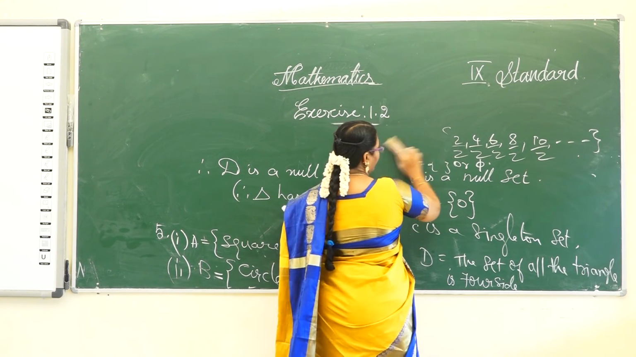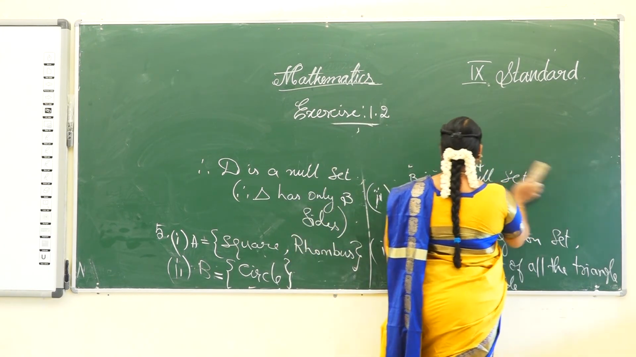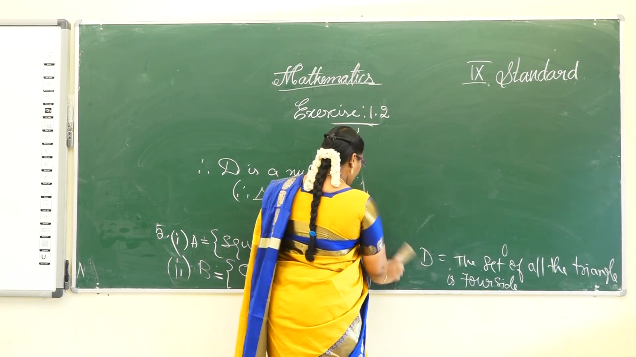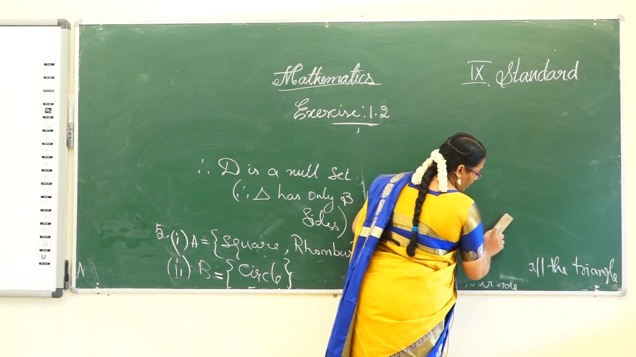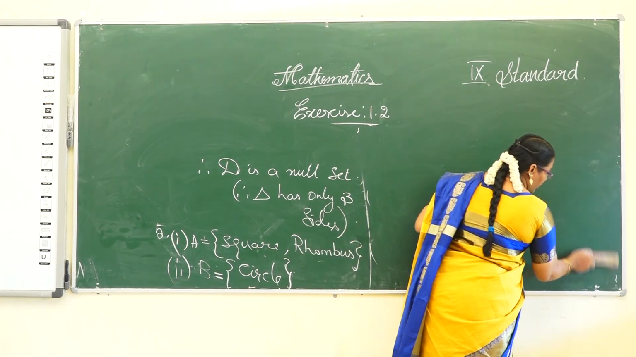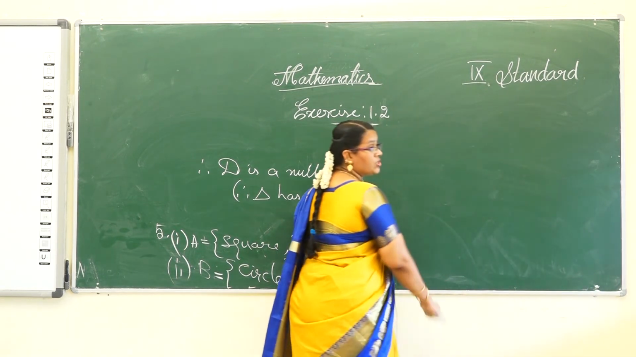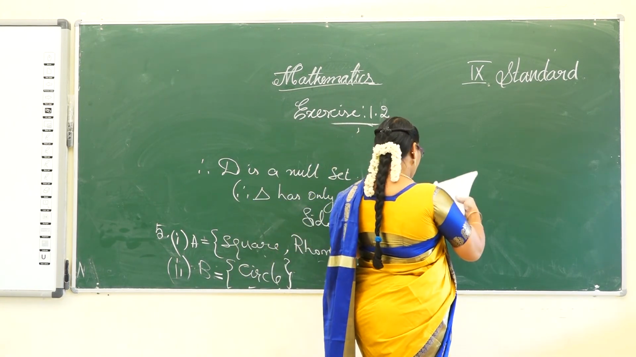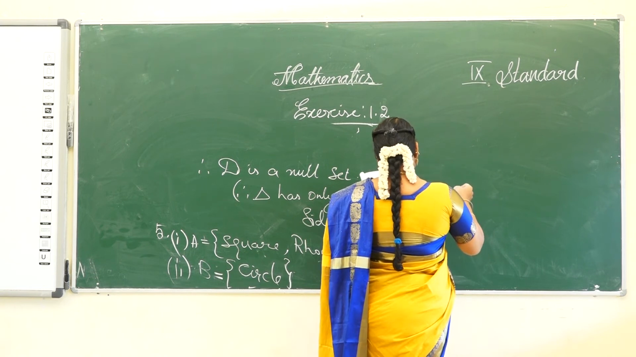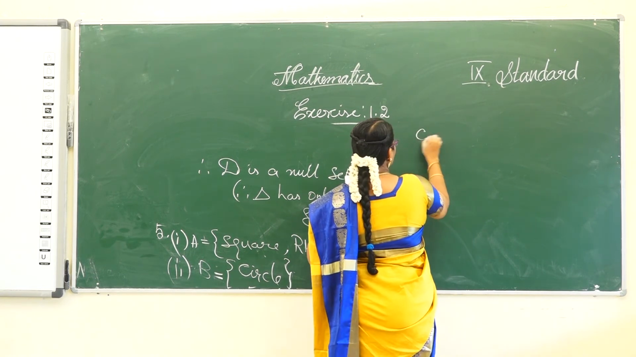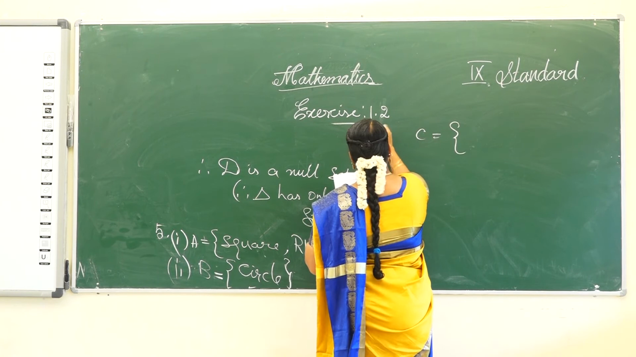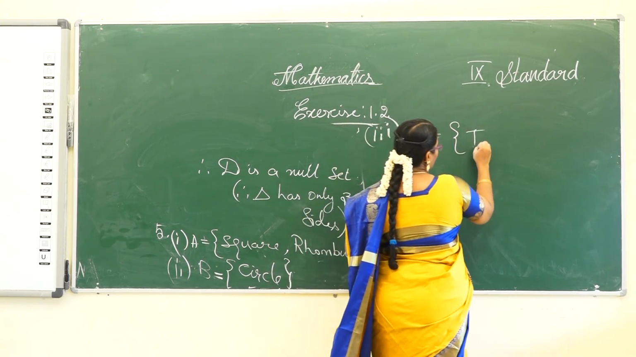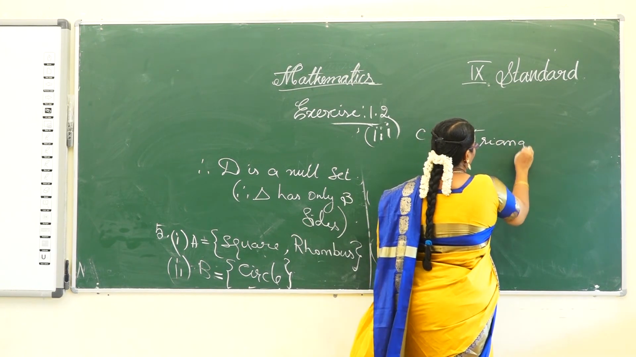And the third one, the set of shapes in which the sum of all the interior angles is 180. For the triangle, you already learned in the 7th, 8th standards one of the triangle properties: the sum of the 3 angles in a triangle is 180 degrees. So the answer for the third one, C is equal to triangle.